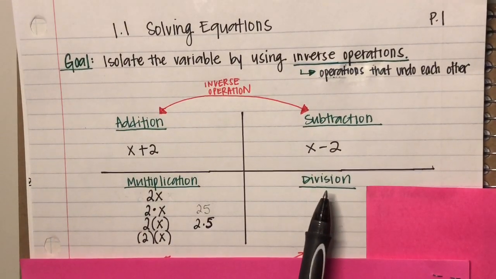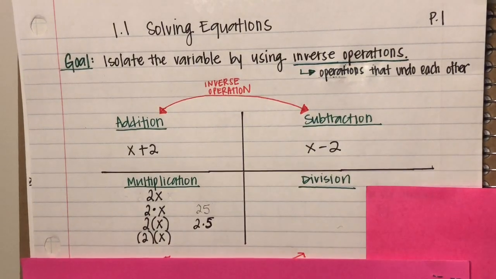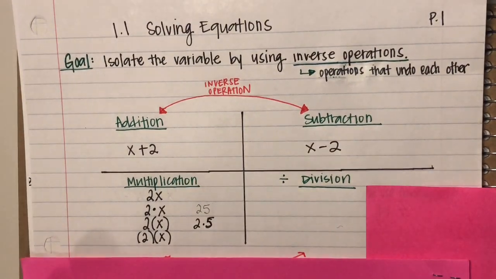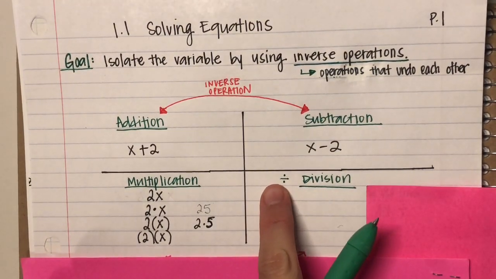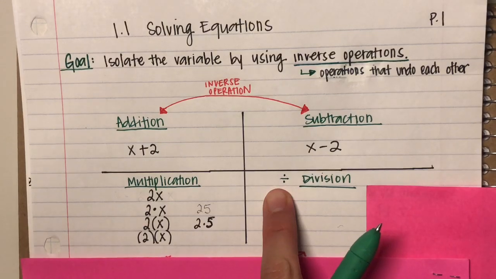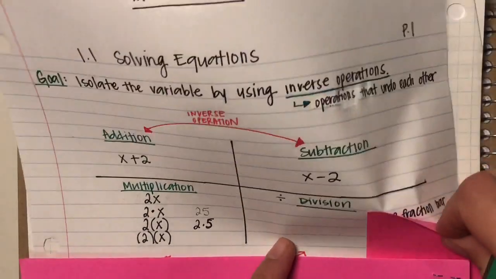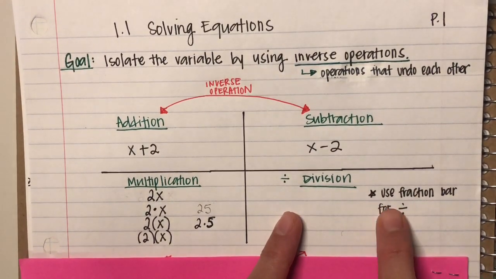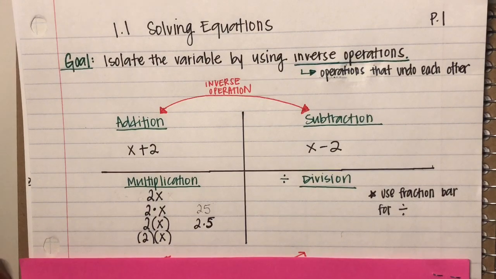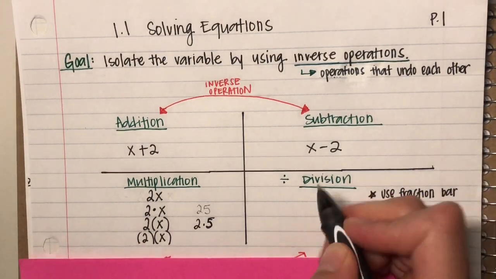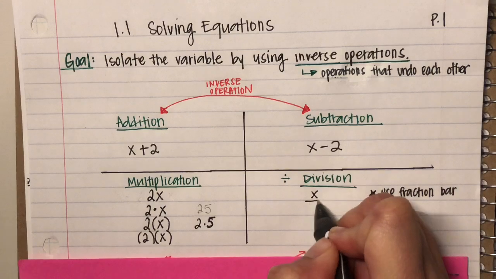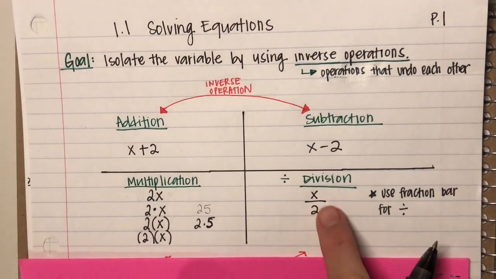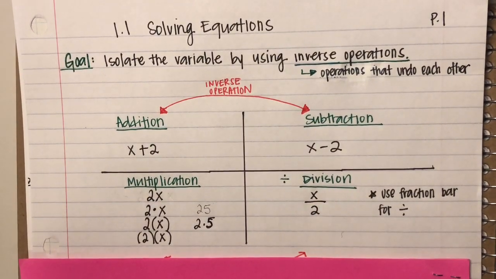All right, division. So division, we have that symbol. So moving forward, we're not really going to be using this. Instead, here's my little note, we're going to be using a fraction bar instead of that division symbol. So if I wanted to do x divided by 2, I would show that with a fraction bar. So this is how we're going to be seeing division from now on.